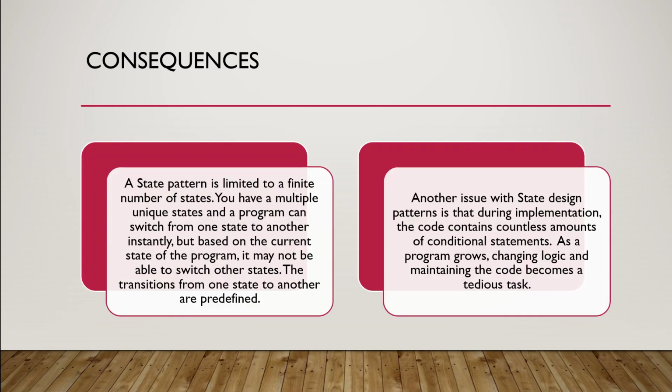Moving on to the consequences, the state pattern is limited to a finite number of states, but the main issue is that the transitions from one state to another are predefined. You can't just put more states in and not say which state can be transitioned into another. You'd have to predefine it. In a traffic light, it's easy: red goes to green, green goes to yellow, and yellow goes to red.